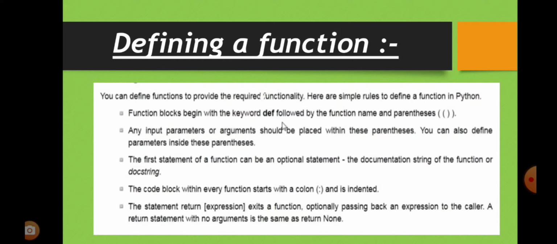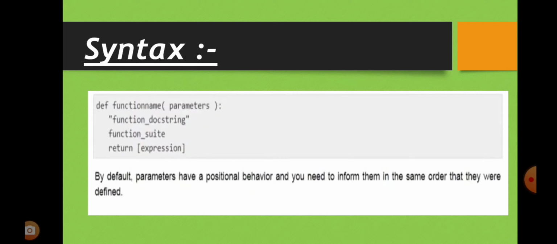The last one is the return statement. The statement return expression exits a function, optionally passing back an expression to the caller. A return statement with no arguments is the same as return None. So we can see the syntax for a user defined function. def function name, then brackets, parameters, then colon, then function docstring, this is the optional one, then function suite, this is the contents of the function, the last one return expression. The parameters have a positional behavior and you need to inform them in the same order that they were defined.